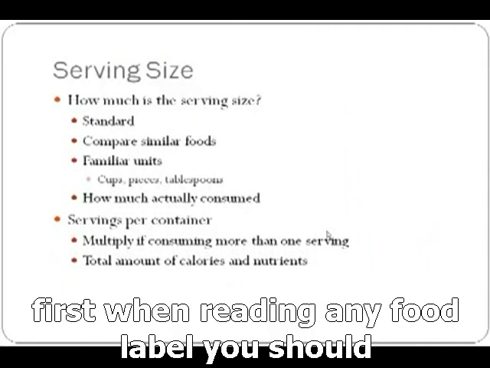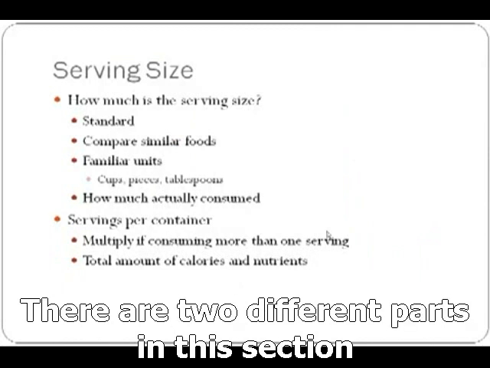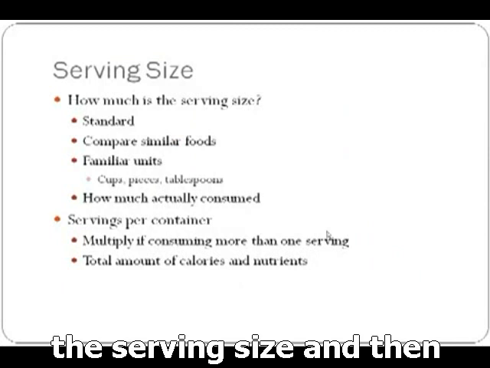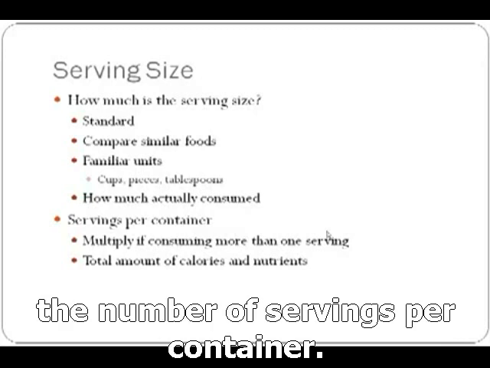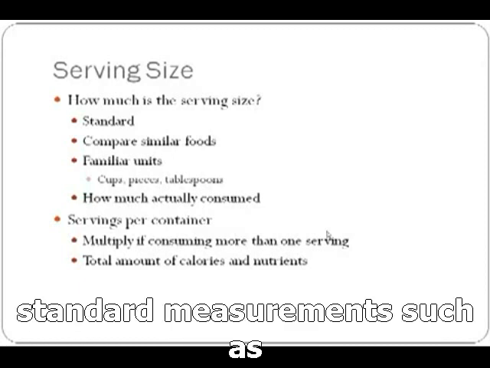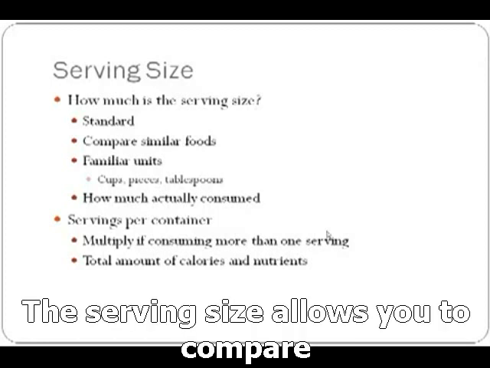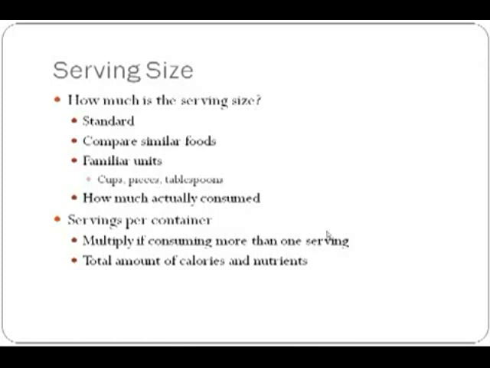First, when reading any food label, you should start by noticing the serving size given. There are 2 different parts in this section: the serving size and then the number of servings per container. The serving sizes are usually listed in standard measurements such as cups, pieces, tablespoons, etc. The serving size allows you to compare similar food products to each other.